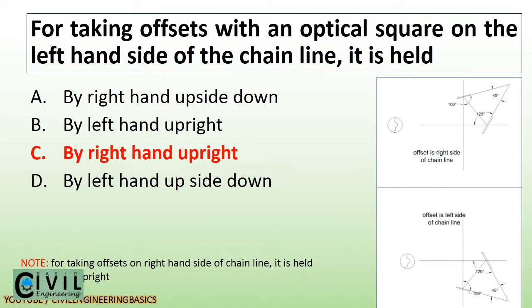For taking offsets with an optical square on the left-hand side of the chain line, it is held by right-hand upright. Note, for taking offsets on right-hand side of chain line, it is held by left-hand upright.